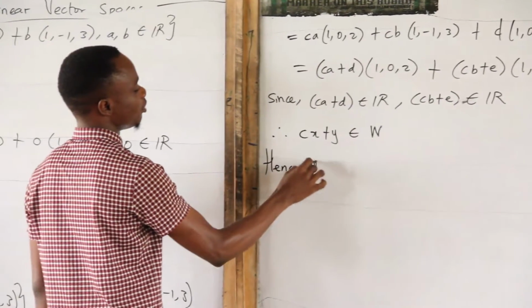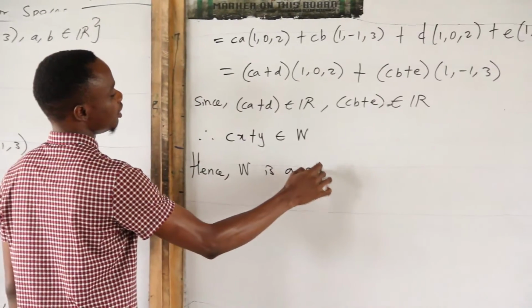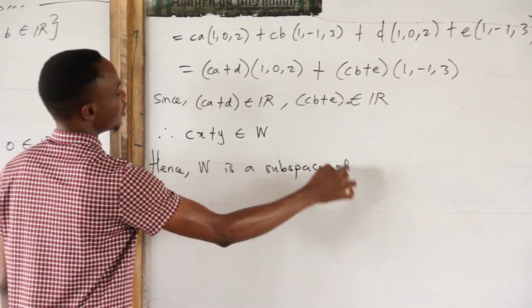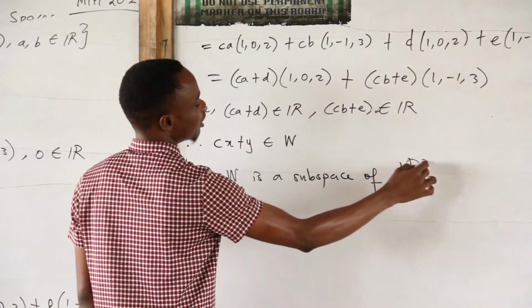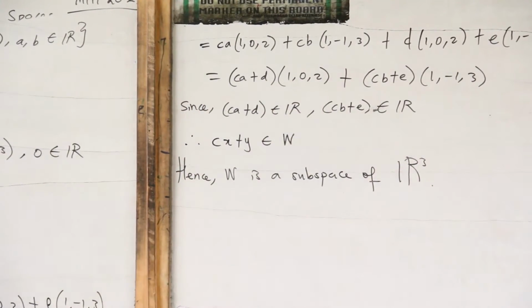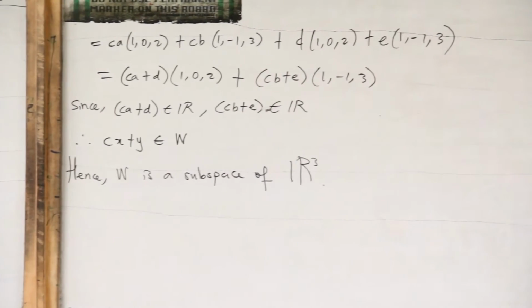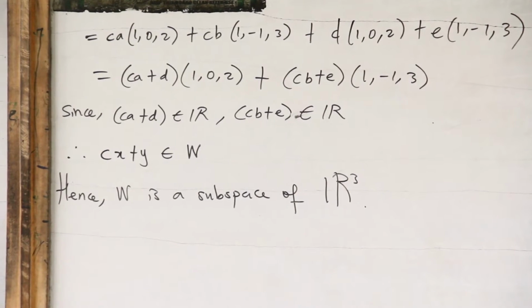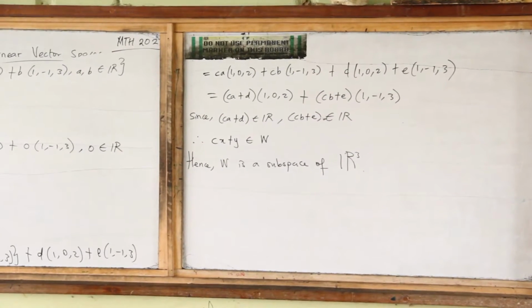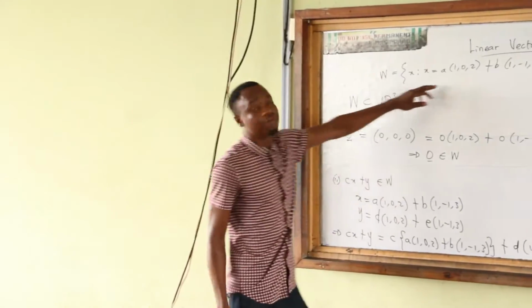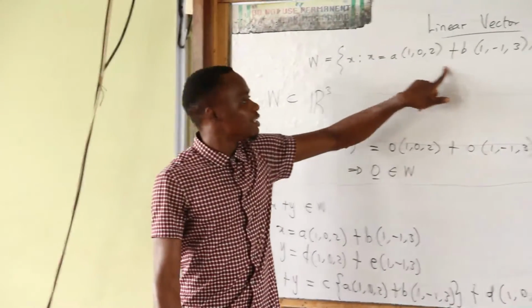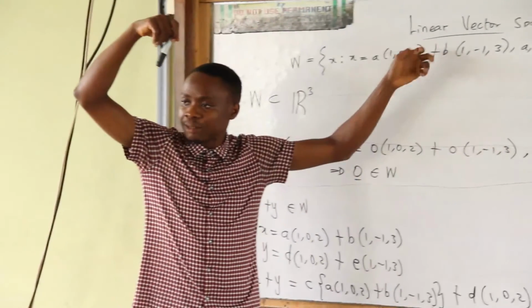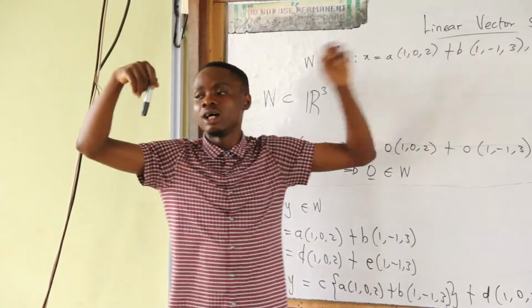So hence, W is a subspace of R. You get that? Yes. Because we have a destination in mind. In the definition of the elements of this set, they have expressed them this way. So I want to see if I can get the same expression at the end of the day. If it matches the definition given, then I'm sure that it is an element of the set. You get it?